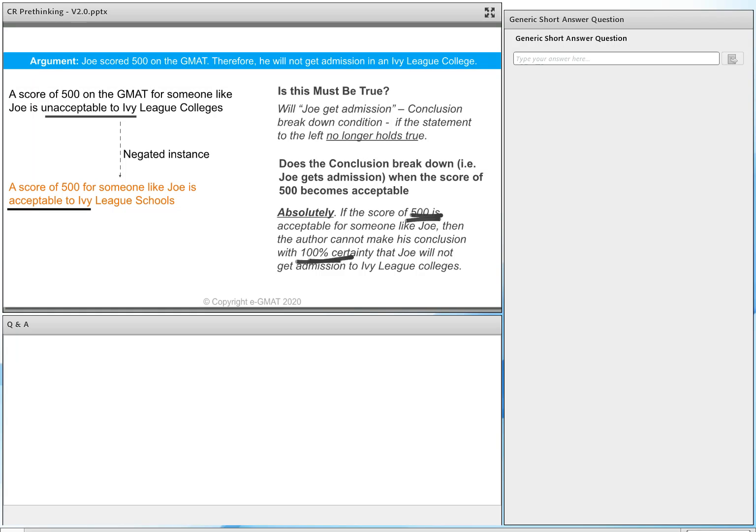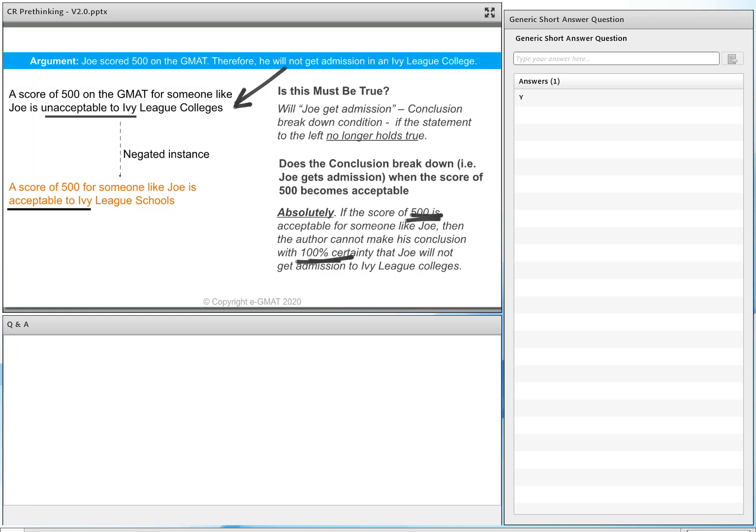So that's what we call testing, or applying the negation test, or testing the must be true aspect of a statement. Which statement did we test the must be true aspect of? This particular statement. And we said, let's negate this and see what happens to the conclusion. Does the conclusion break down? Yes, it does. This means this satisfies the must be true test. Is that clear with regards to how we look at must be true?